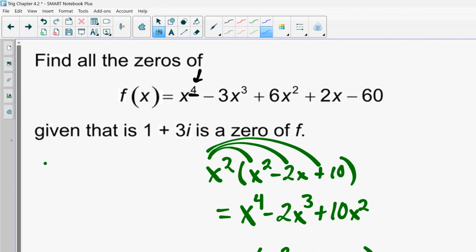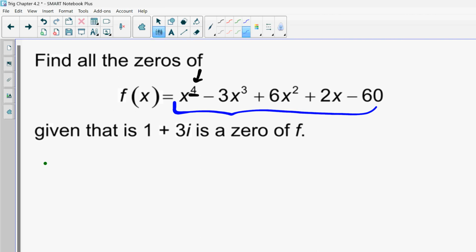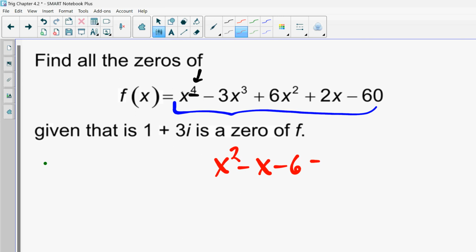So the quadratic x squared minus 2x plus 10, which gave us those solutions, should be divisible into our starting polynomial expression, which means they will divide evenly. At this point, get rid of the scratch work. The last two that we have to solve for come from x squared minus x minus 6 equal to 0.